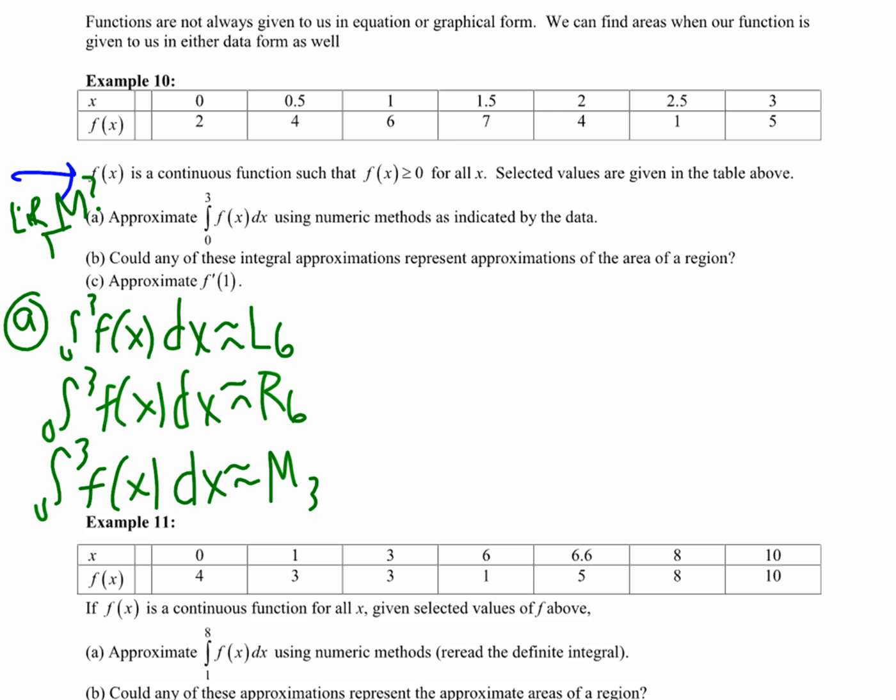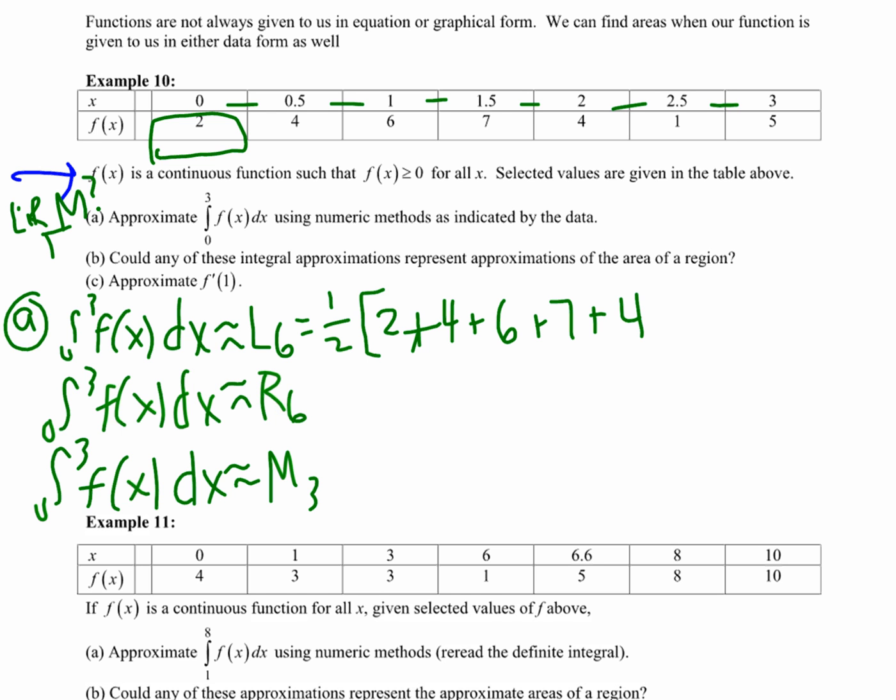To find the left-hand rectangles, another important thing to take note of is 1/2, 1/2, 1/2, 1/2, 1/2, 1/2. All of those are 1/2. So we can pull out that 1/2. Left-hand heights will be 2 plus 4, plus 6, plus 7, plus 4, plus 1. All right, I believe that would be 12.